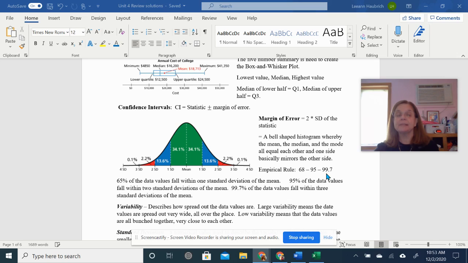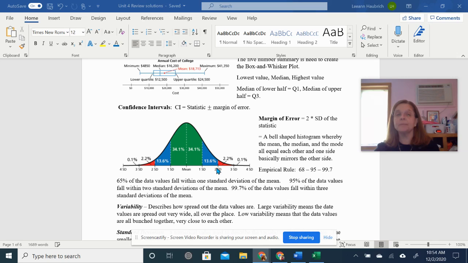99.7%, 3 standard deviations away. So I'm going to go back to this confidence interval. It is your statistic plus or minus your margin of error. So if we have a 95% confidence interval, it would include everything from the blue to the green. It would include 2 standard deviations below up to 2 standard deviations above.